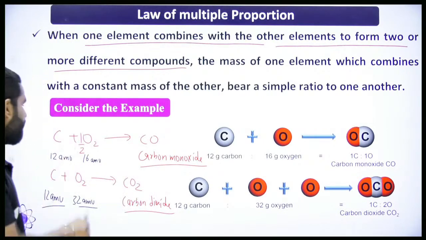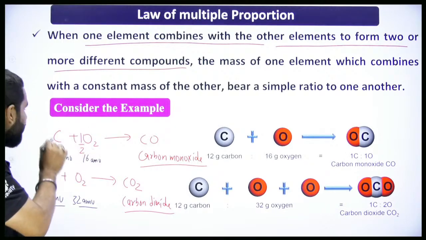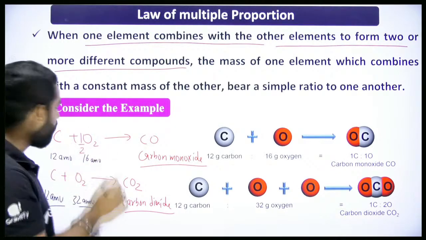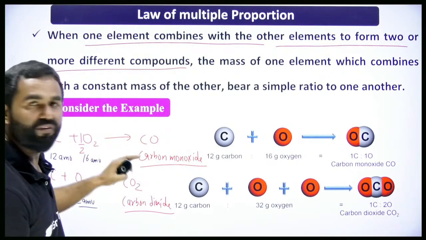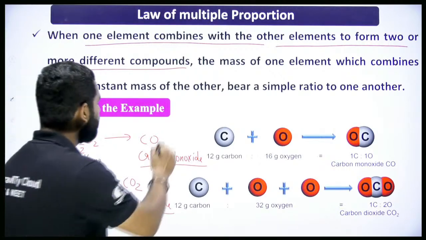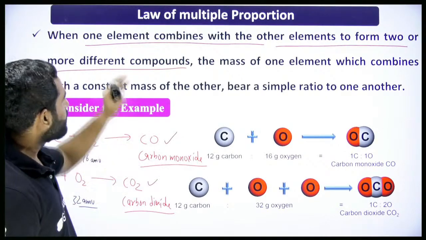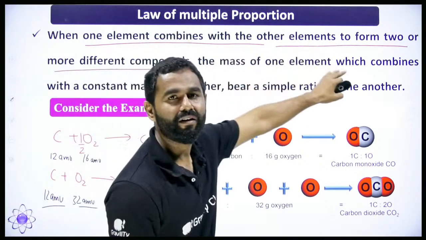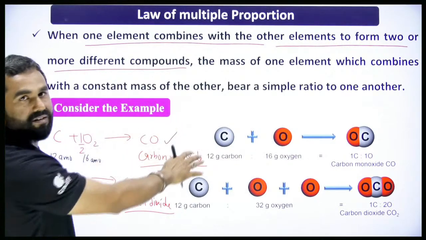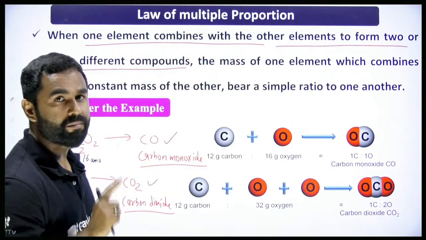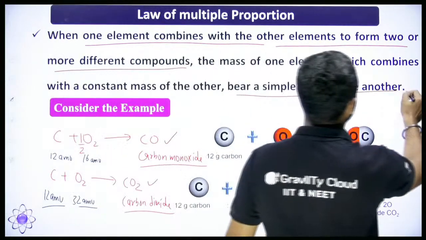Like here, when one element like carbon combines with other element oxygen to form two or more than two different compounds. Here we have got two compounds which are different: carbon monoxide, carbon dioxide. Then the mass of one element which combines with the constant mass of other bears a simple ratio to one another.